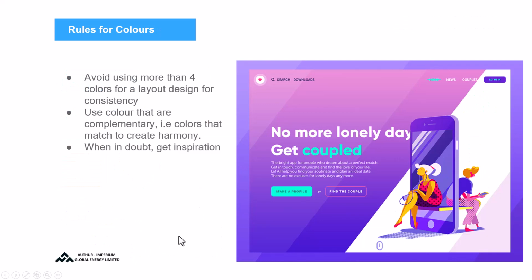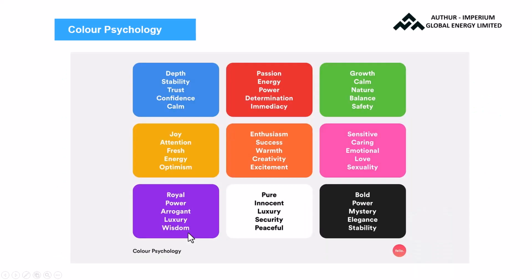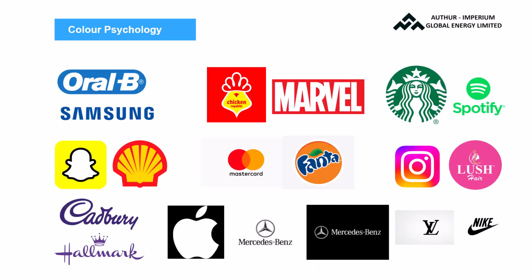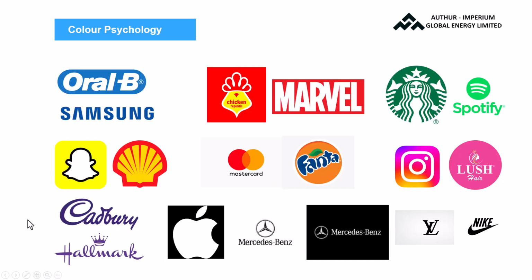Then Apple, oh sorry about that. Apple logo, white is security, luxury, peaceful. So Apple products are very secure. And one thing about black and white is that they are interchangeable. So security and luxury here, same thing with Mercedes Benz. Same thing here: luxury, security, what else? Mystery, elegance. So all these are represented by their respective brands and their colors.